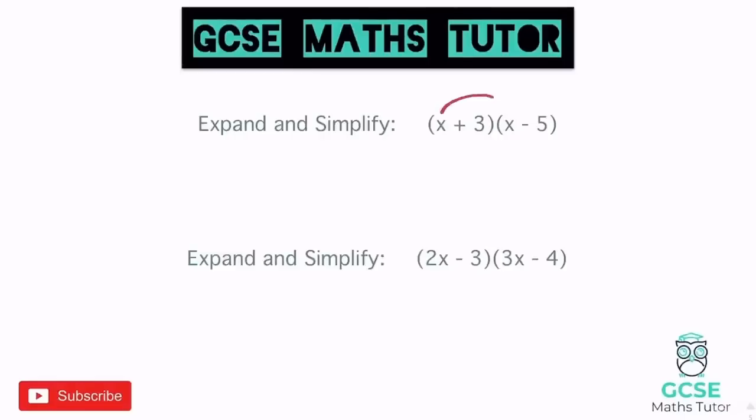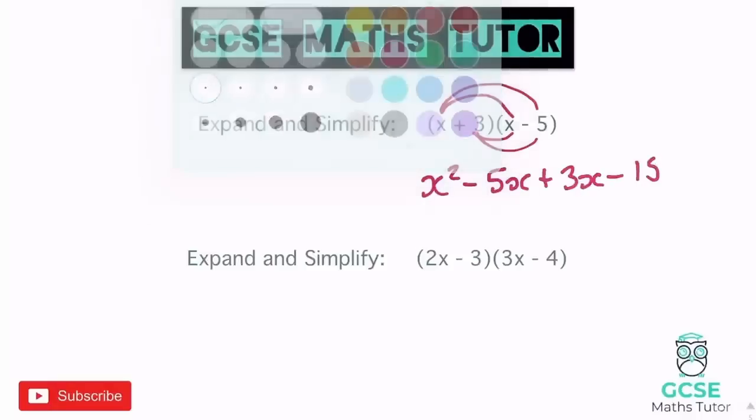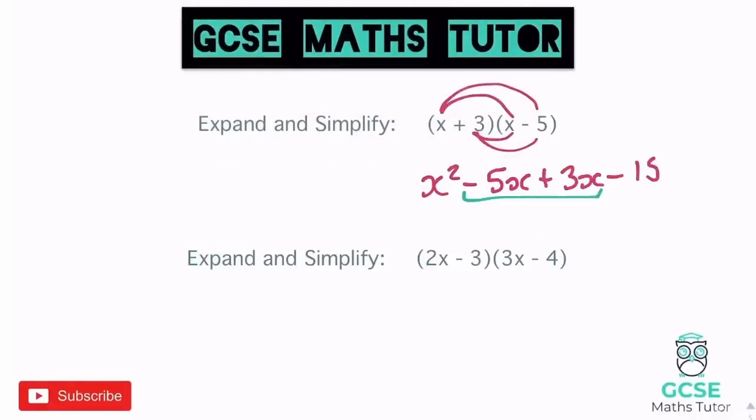Moving over to expanding and simplifying a double bracket. So x times x gives us x squared. X times negative 5 gives us negative 5x. 3 times x is positive 3x. And then positive 3 times negative 5 is negative 15. And then again, we just need to tidy this up because we've got these two x pieces in the middle. So we've got x squared still at the start, but we've got negative 5x add 3x, which in total is negative 2x, negative 5 add 3. And then we've got the negative 15 at the end.